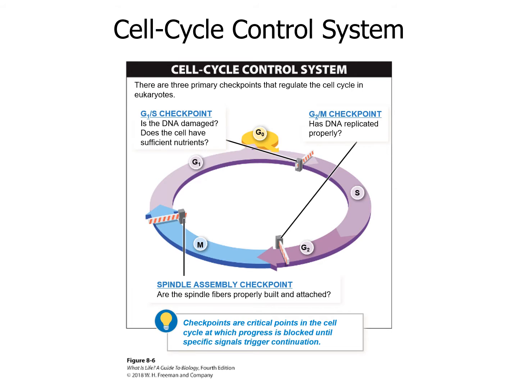The last one is the spindle assembly checkpoint, and this is going to check for spindle fibers being built and attached properly at the points where they need to be attached. And we'll talk about that when we talk about mitosis. So put a little check in your mind that this is going to be talked about later, and we're going to start talking about mitosis here in just a minute.